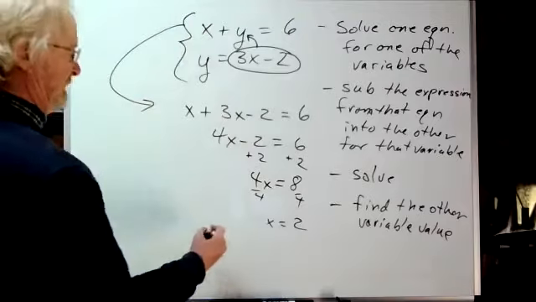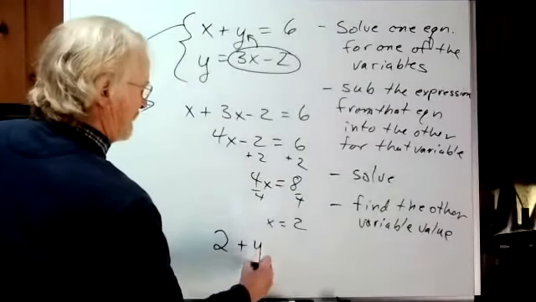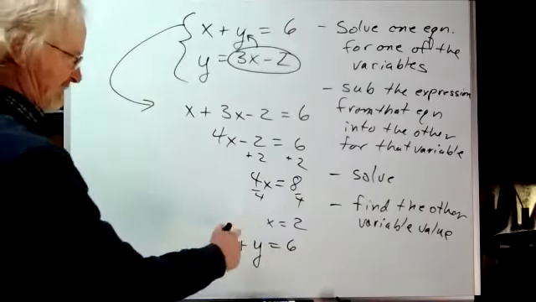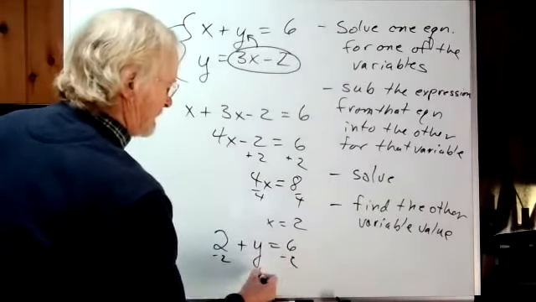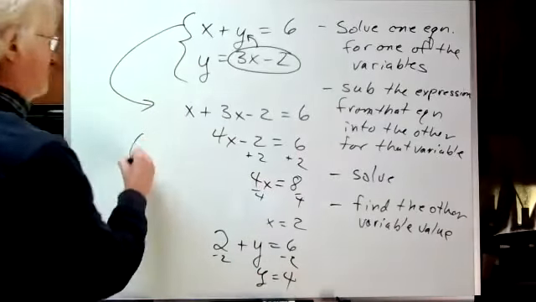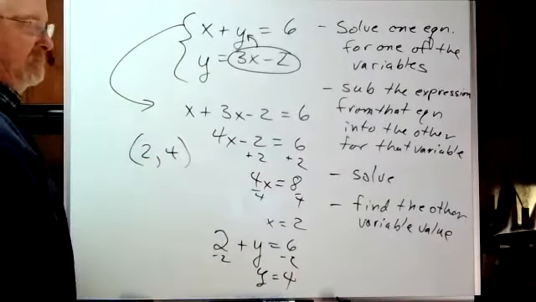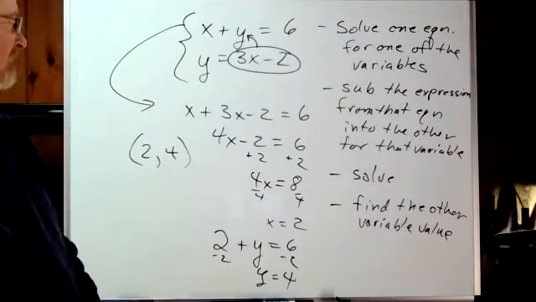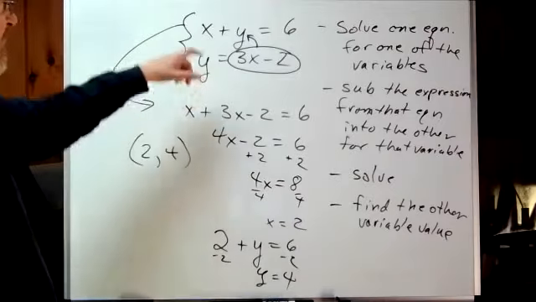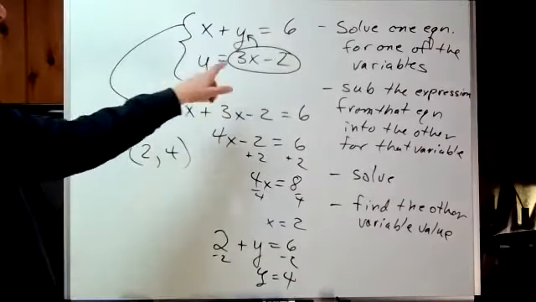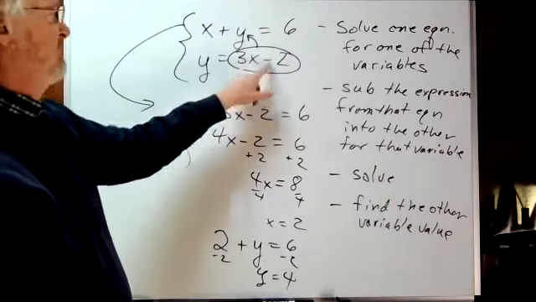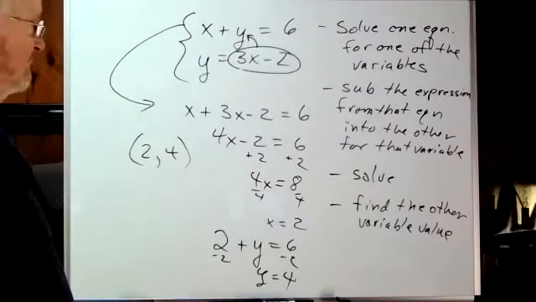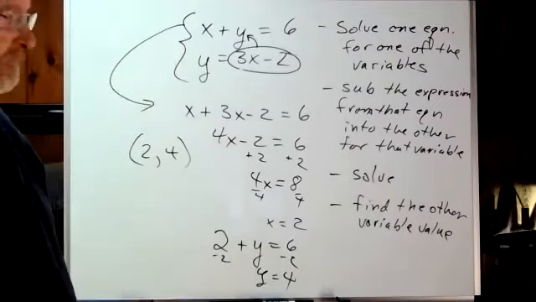Maybe actually the first one, right? 2 plus Y equals 6. All right, if X is a 2, and I subtract the 2, I get that Y must be 4. There's my solution. And I could plug it into both of them and verify, right? 2 plus 4, yes. Let's see, 3 times 2 is 6, minus 2 is 4. So yeah, this works in the second one also. And verify. Plugging it back into both.